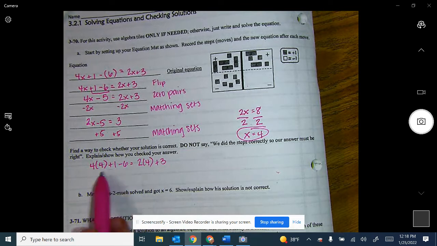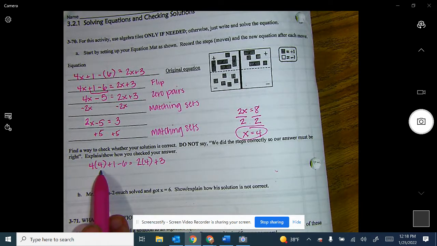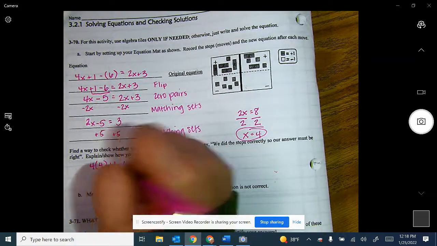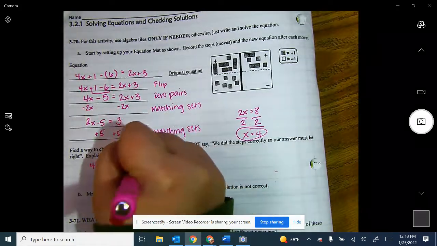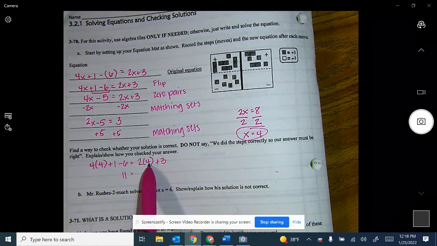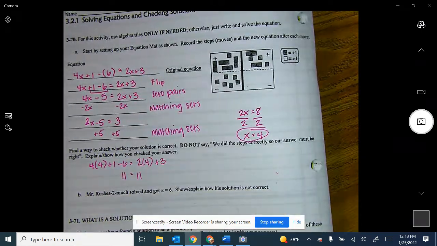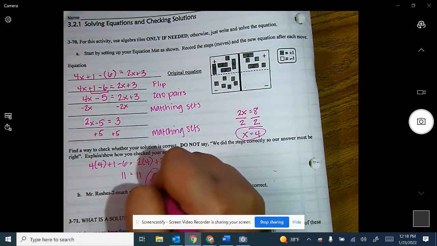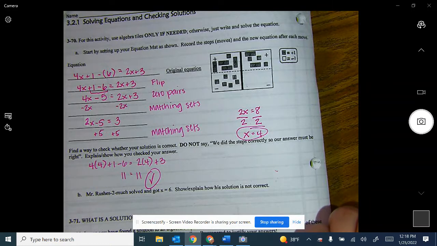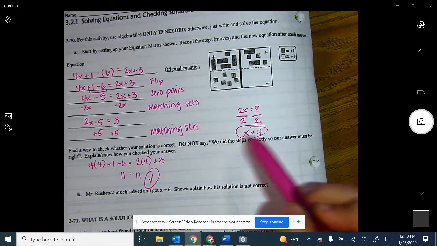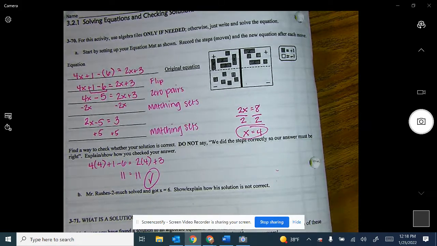All right, so now 4 times 4 is 16, plus 1 makes 17, minus 6 makes 11. On the right, I have 2 times 4, which is 8, plus 3 gives me 11. All right, 11 equals 11. Is that a true statement? Yes. Oh, that's a check mark, which means that my answer was correct. That means that my answer of x equals 4 was correct. And we'll explain exactly what that means when we get down to the bottom of this page.